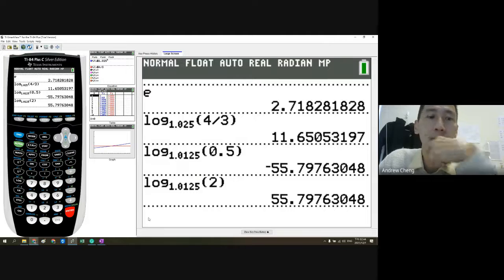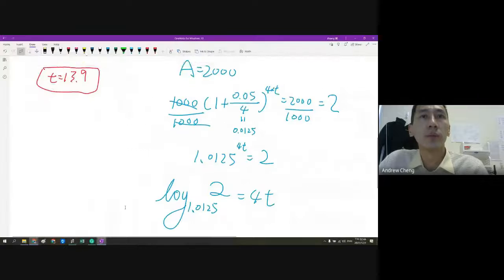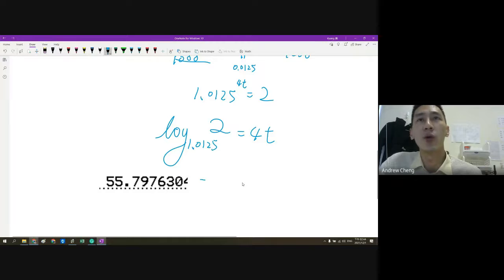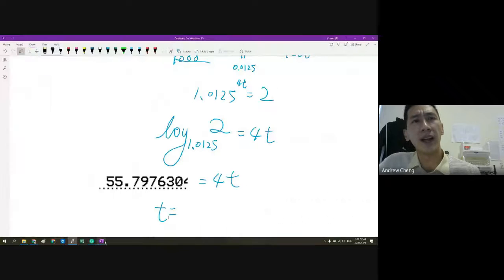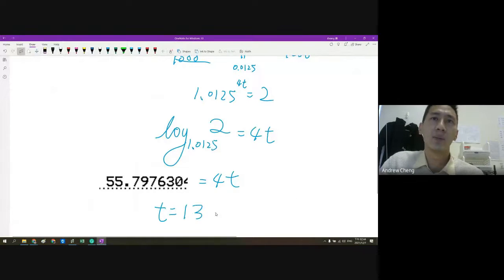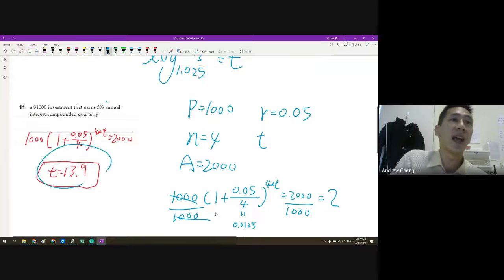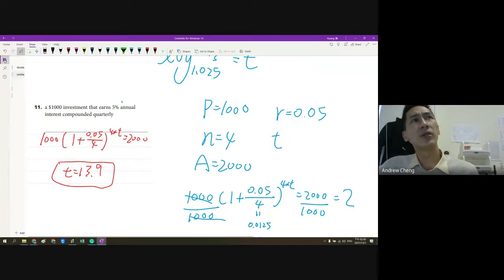55.79. So 55.79 equals 4t. So t is 55.79 divided by 4. So your answer divided by 4, 13.9. Right? What is my answer? 13.9. Yay! Okay. I think the rest of the questions are all similar.